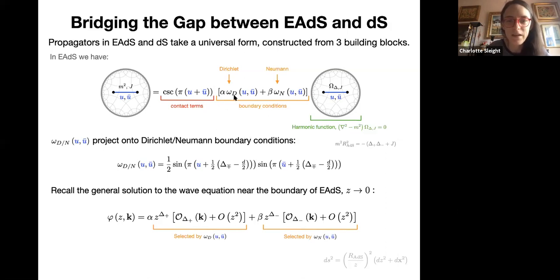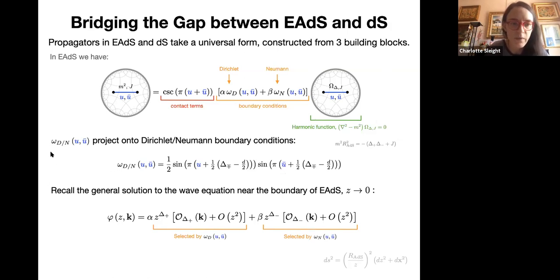Okay, so these functions ω_D and ω_N are entire functions of these internal Mellin variables, u and ū. So they don't contribute any pole to this Mellin representation. And as you can see on the slide, they have quite a simple form. They have a factorized dependence on these internal Mellin variables, u and ū. And as we will see later on in this talk, the zeros introduced by these sine functions overlap with the poles of the harmonic function, which would violate the boundary condition that you want to implement out of Dirichlet and Neumann.